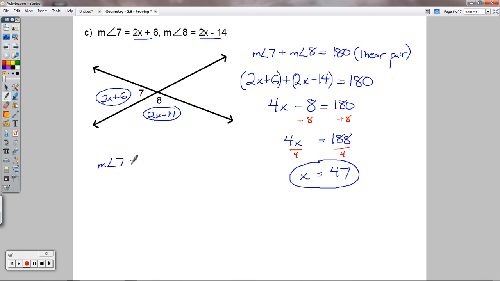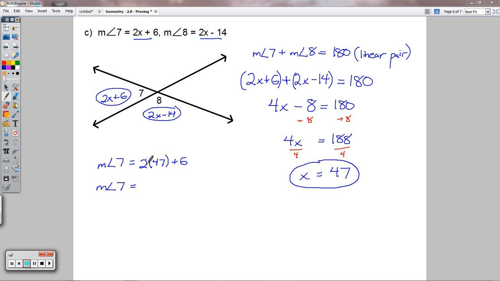So the measure of angle 7 would have to be 2 times 47 plus 6. And that would be 2 times 47, that would be 94, looks like. And then if I add 6 to that, I've got 100.